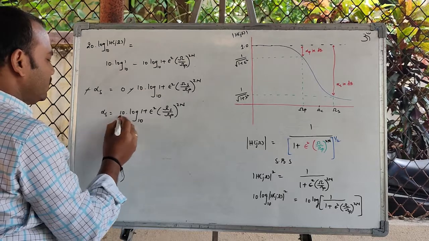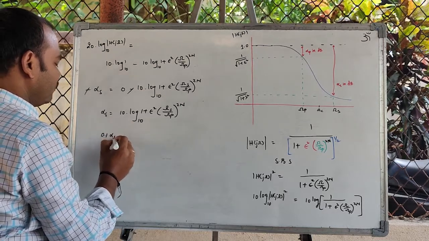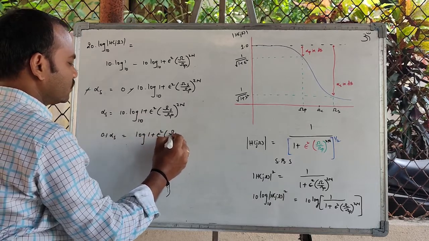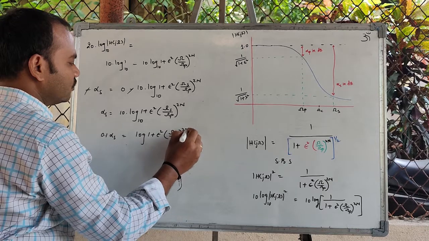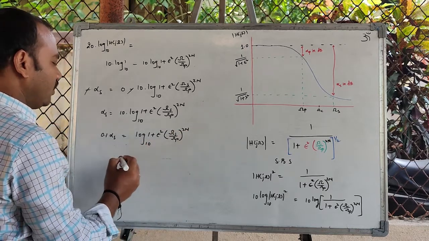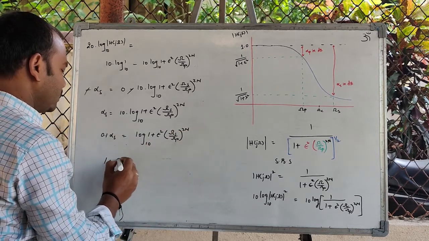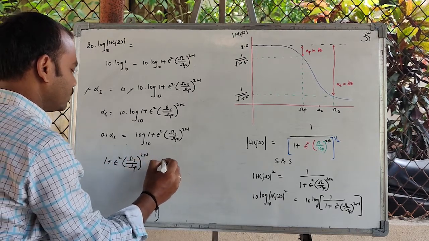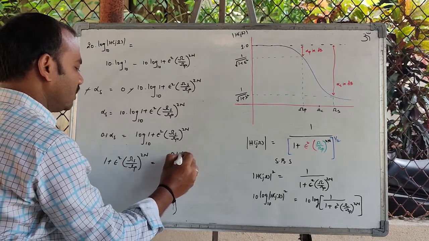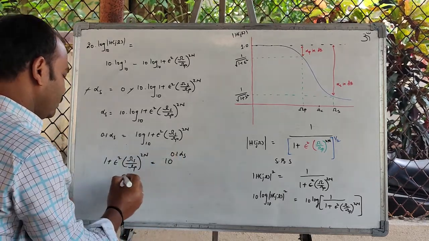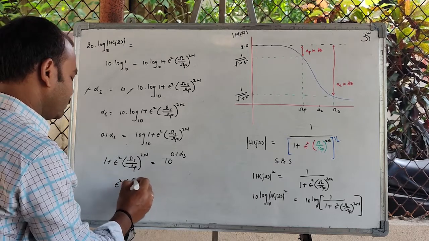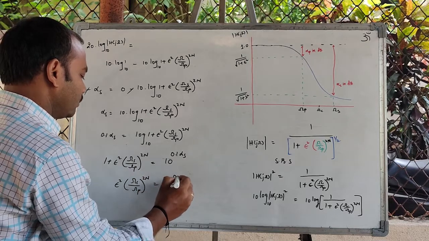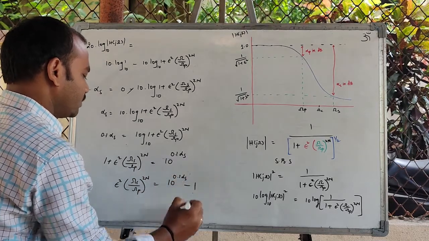This 10 comes this side, so it is 0.1 alpha s is equal to logarithm of 1 plus epsilon square (stop band frequency by pass band frequency) to the power of 2n, base 10. Apply the anti-logarithm, then it is 1 plus epsilon square (stop band frequency by pass band frequency) to the power of 2n is equal to 10 to the power of 0.1 alpha s. Now we will simplify this one. Epsilon square (Ω s by Ω p) to the power of 2n is equal to 10 to the power of 0.1 alpha s minus 1.